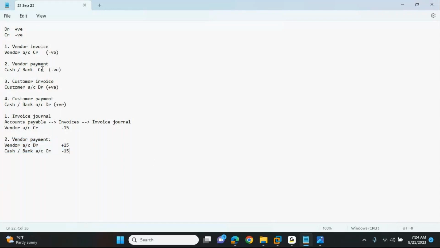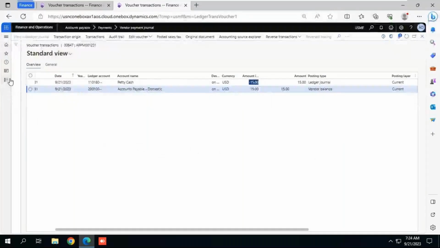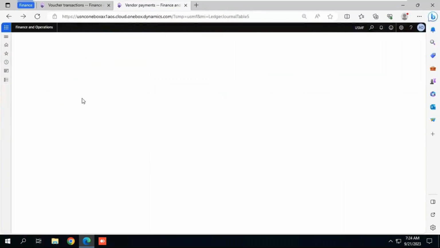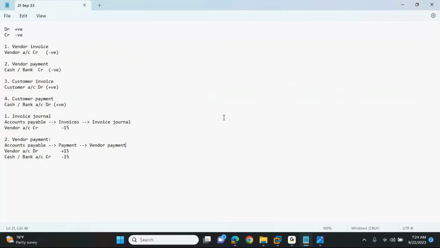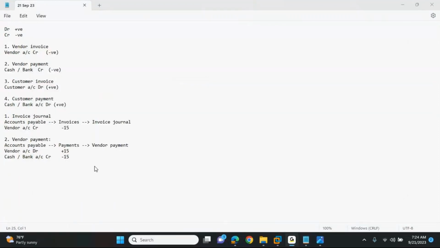So we understood now vendor invoice, vendor payment. So vendor payment, where is it available? Accounts payable, payments, vendor payment. Understood these 2 topics? Any confusions, any doubts, please?